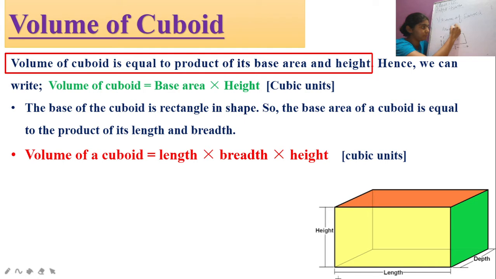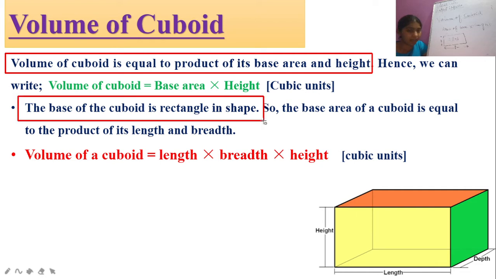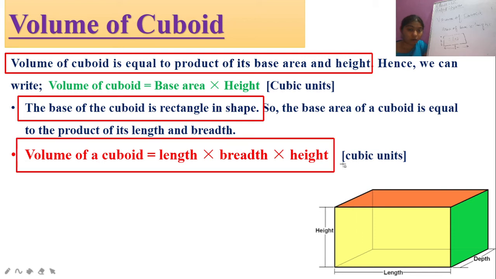So see, what is the volume of a cuboid? The base of a cuboid is in the form of a rectangle, right? As we can see, this is a rectangle. So the area of the base of a cuboid is equal to the product of length into breadth. This is the area of the base. Now the volume of a cuboid is length into breadth into height. Then you will calculate the answer in the form of cubic units. Make sure you remember all about your units.